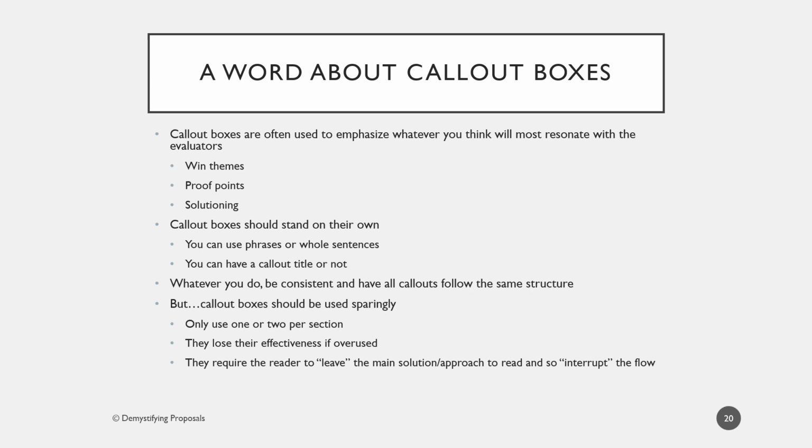But call-out boxes should be used sparingly. Use one or two per section. They lose their effectiveness if they're overused, and they require the reader to, quote, leave the main solution or approach to read, and they interrupt the flow of reading.